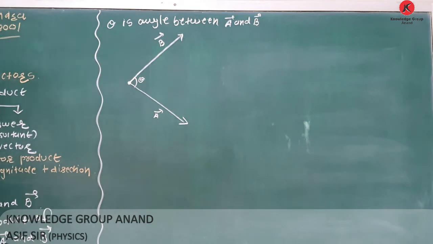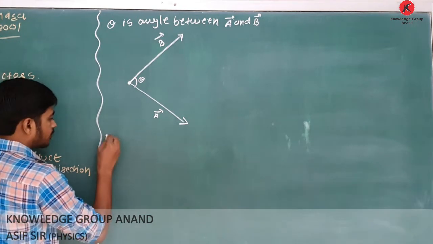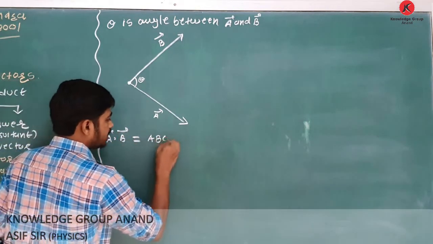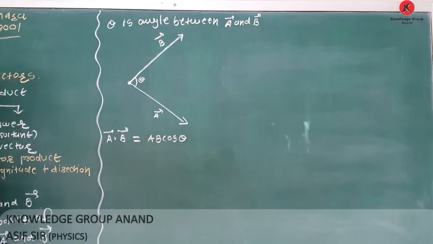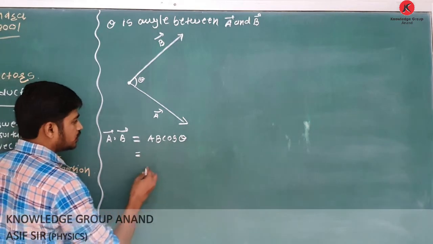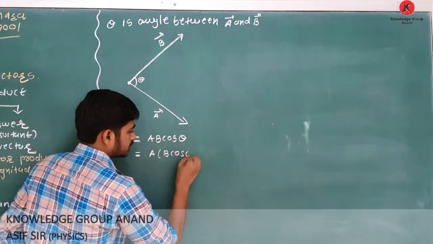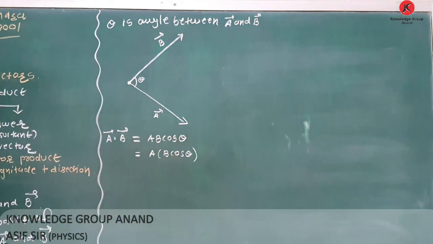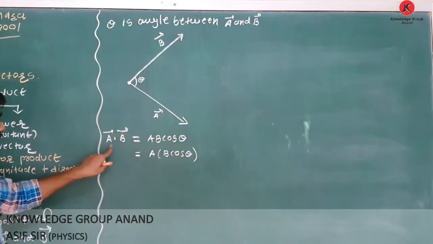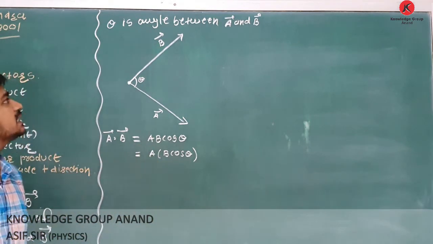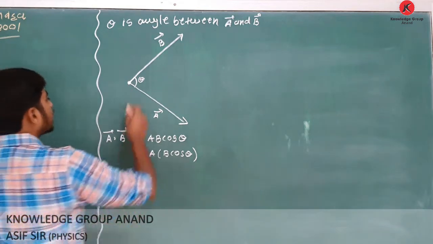How to define scalar product between them? The scalar product A dot B is equal to AB cos theta. Now I can write this equation as A times B cos theta. Clear about this? Any doubt? So A dot B is equal to A times B cos theta. Now what is B cos theta? See, it is vector B.